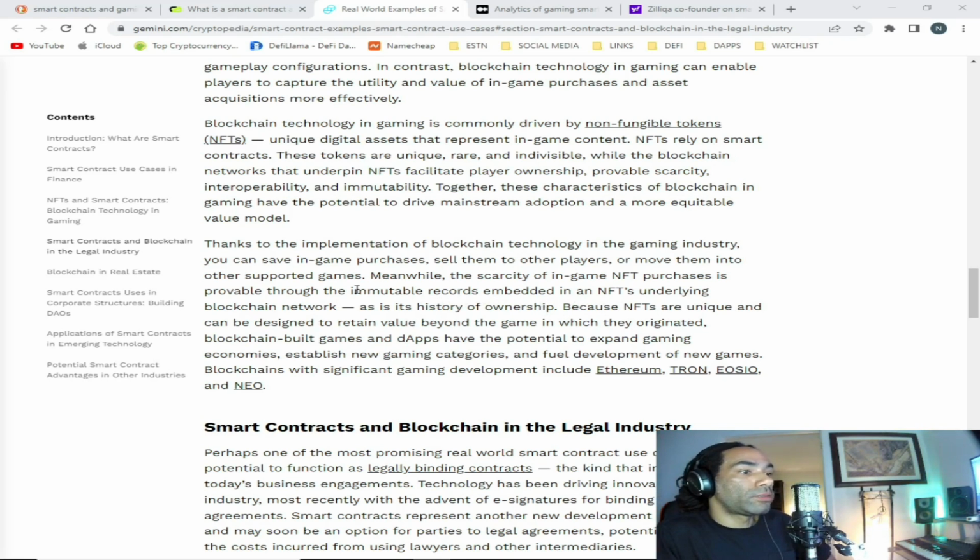Because NFTs are unique and can be designed to retain value beyond the game in which they originated, blockchain-built games and dApps have the potential to expand gaming economies, establish new gaming categories, and fuel development of new games. Blockchains with significant gaming development include Ethereum, Tron, EOSIO, and Neo, to name a few.